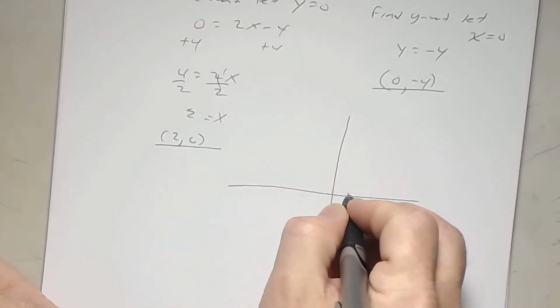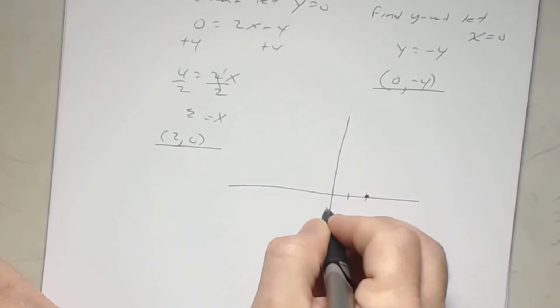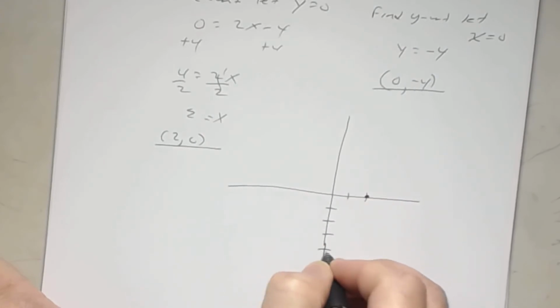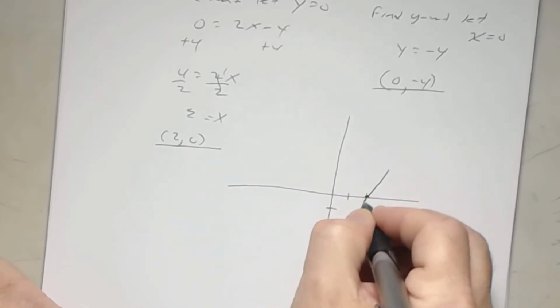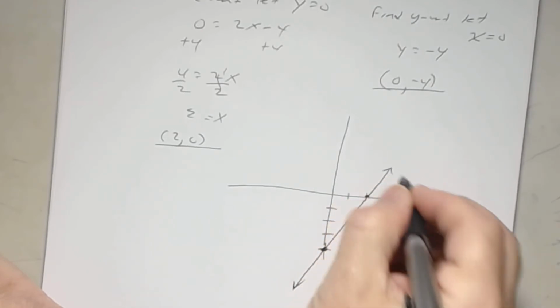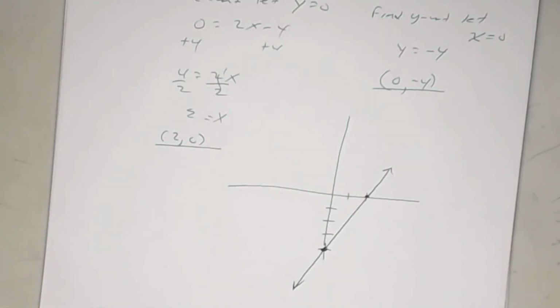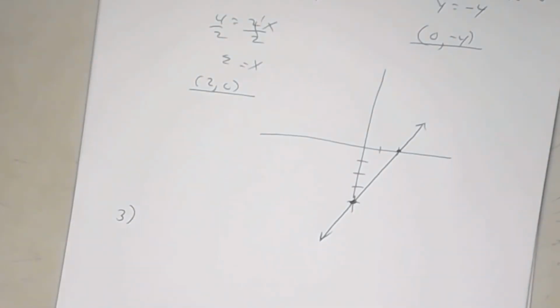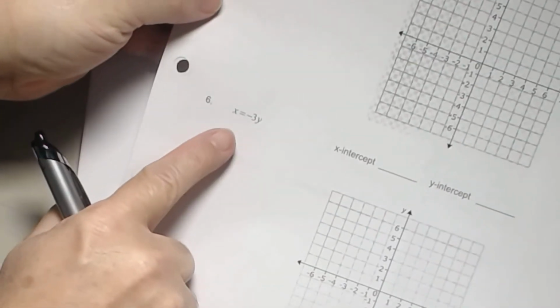So (2, 0) is here. (0, -4) is here. And there's your line. Okay? There's your line. All right, now let's look at this one. Suppose you had this one, number 3. And that's going to help you with number 6. So I'm going to do one like number 6.